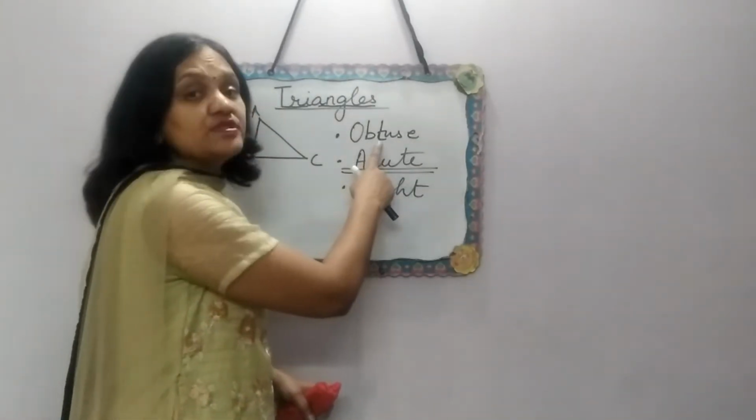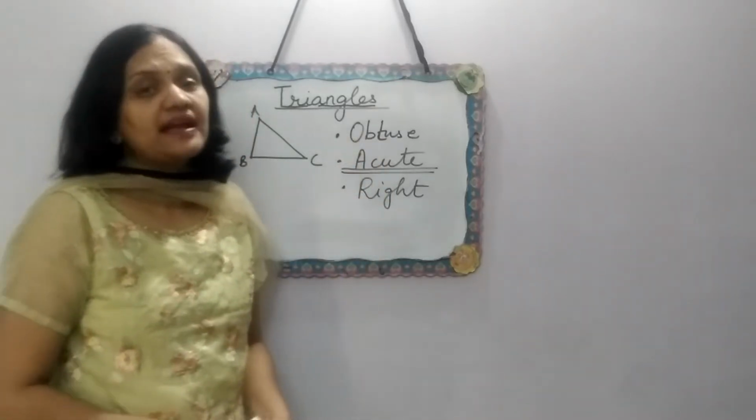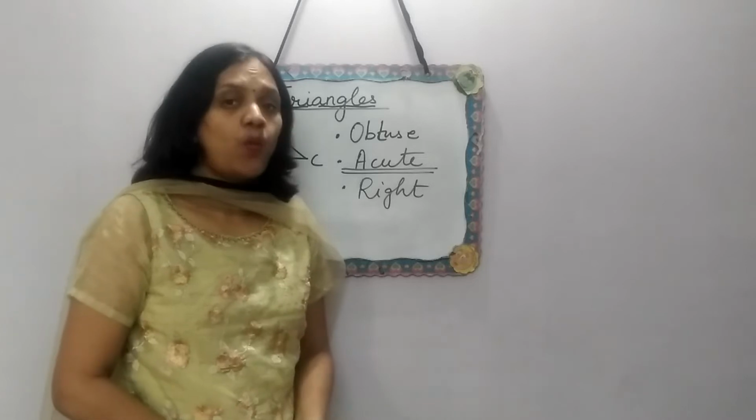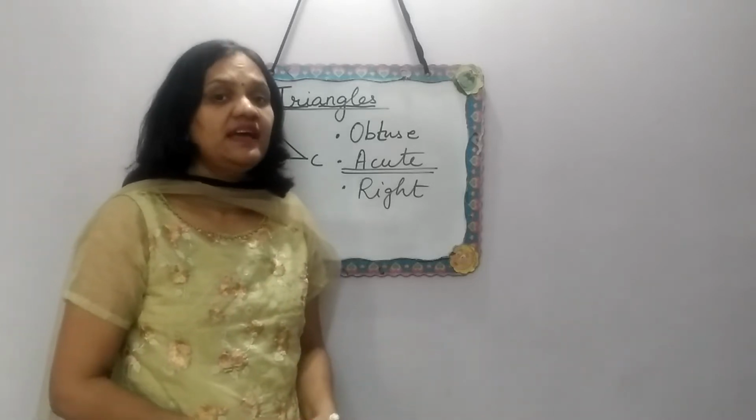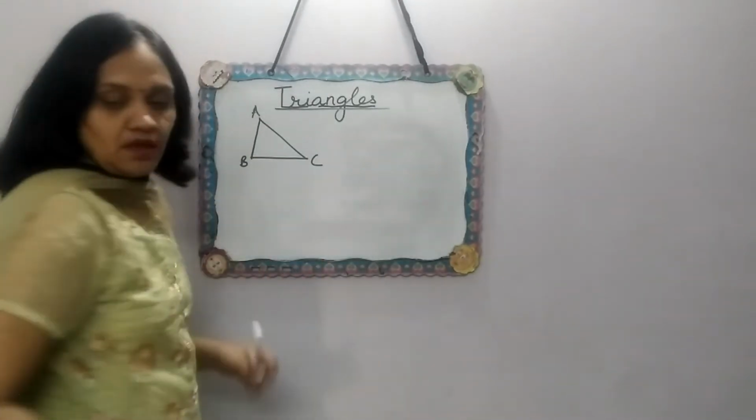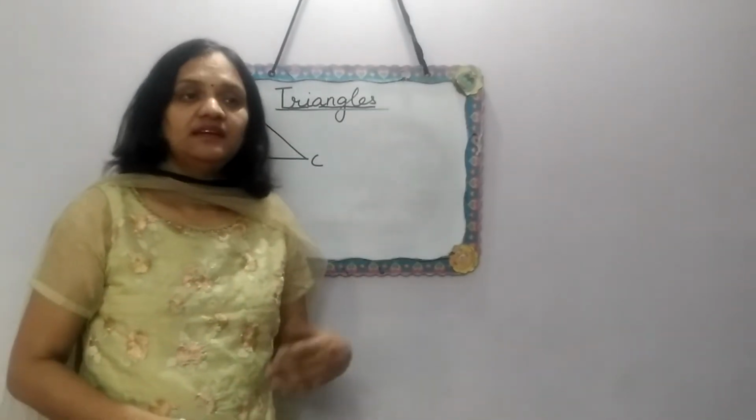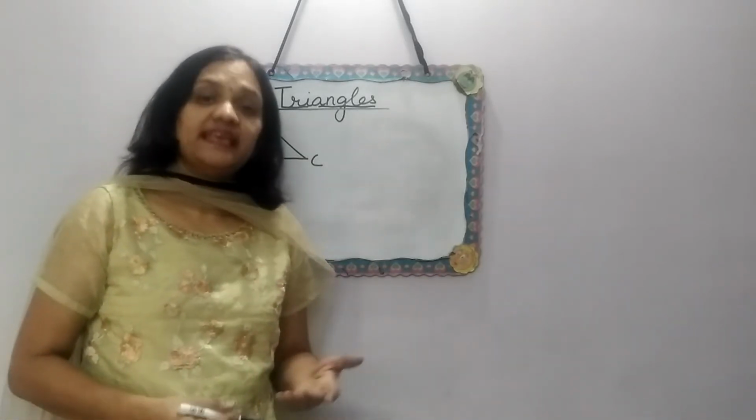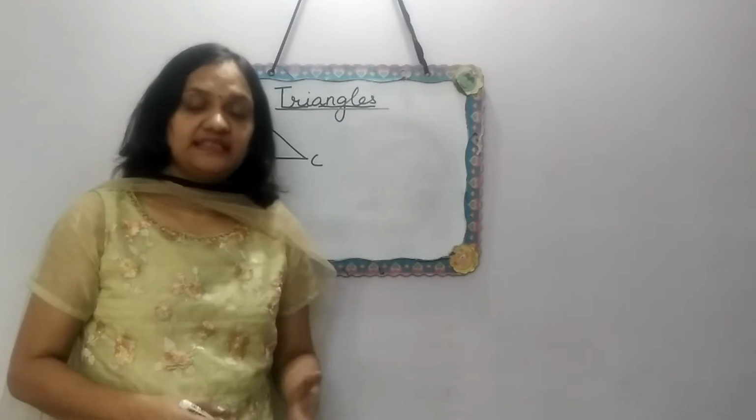And what is an obtuse angled triangle? An obtuse angled triangle is a triangle in which at least one angle is greater than 90. Now let's study about median of a triangle, about altitude of a triangle and circumcenter, incenter, circumcircle, incircle.